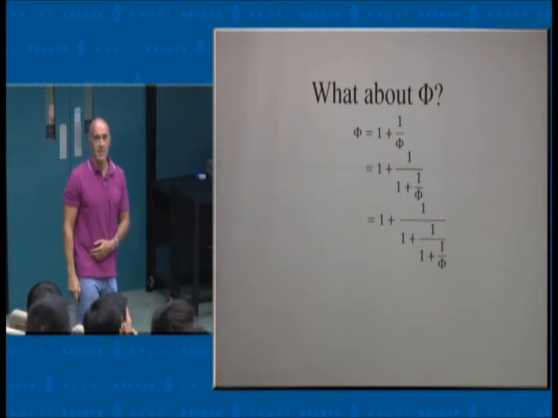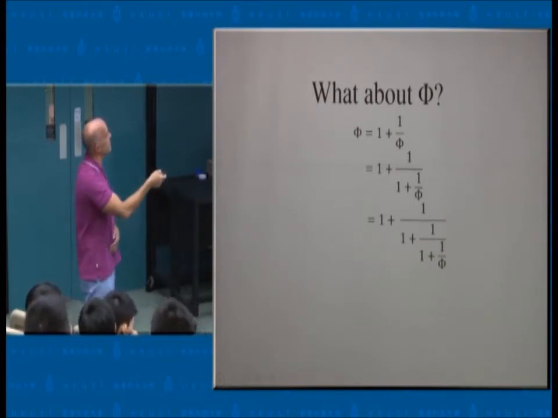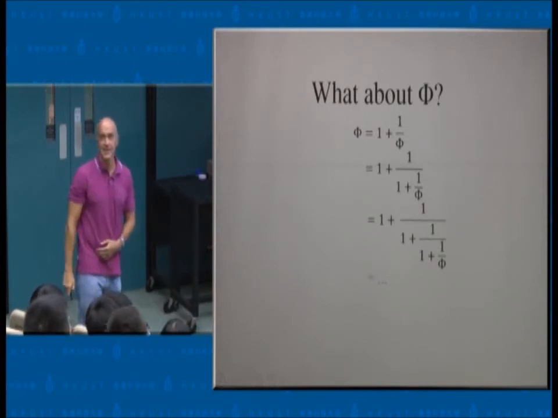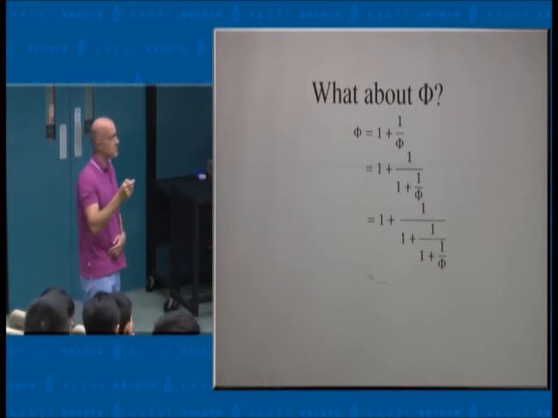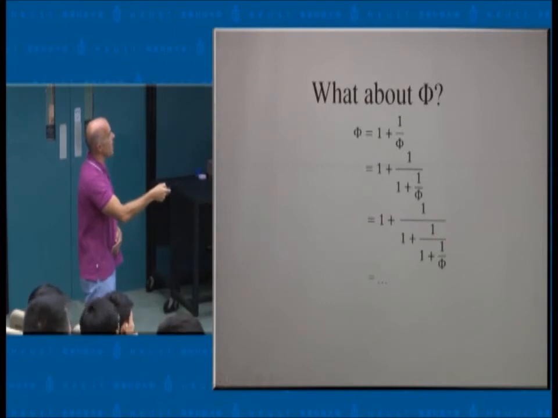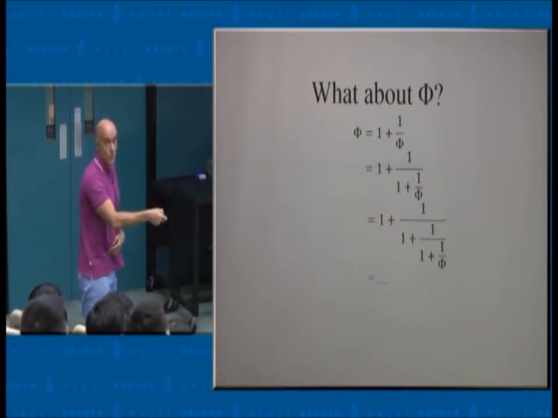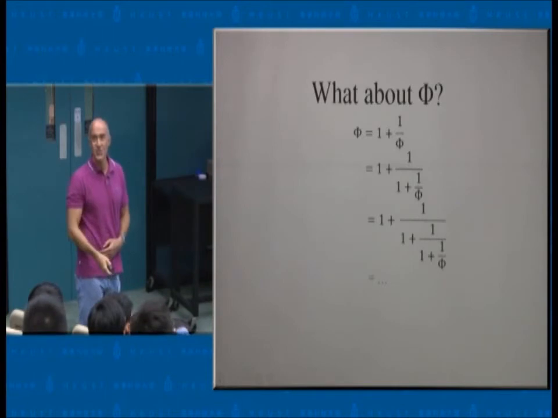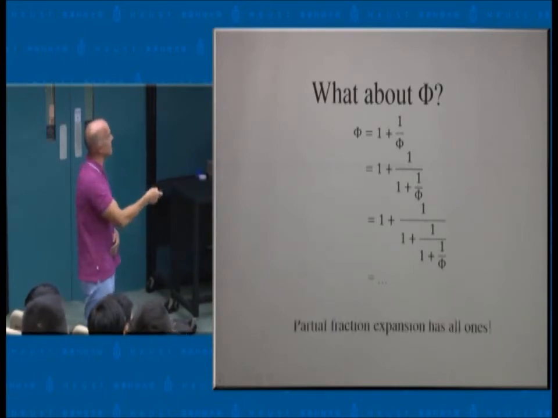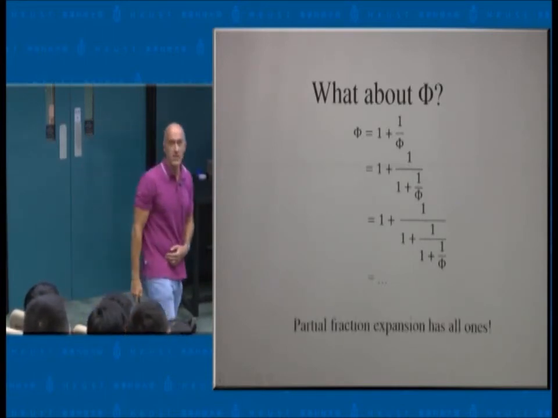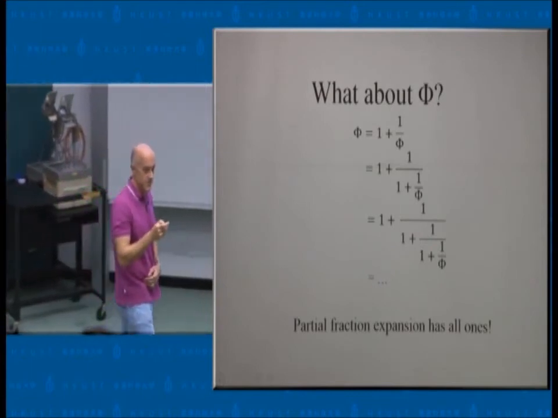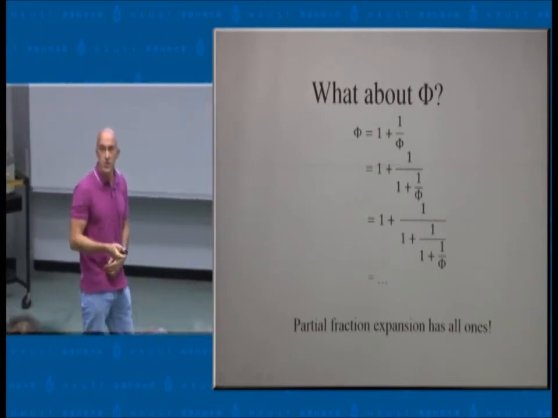This is a continued fraction expansion. And you keep doing that forever, so it never ends. 1, this is n1, n2, n3, 1, 1, 1, 1, 1, 1, 1. It's all 1s all the way down. The partial fraction expansion has all 1s. Very special number, right?